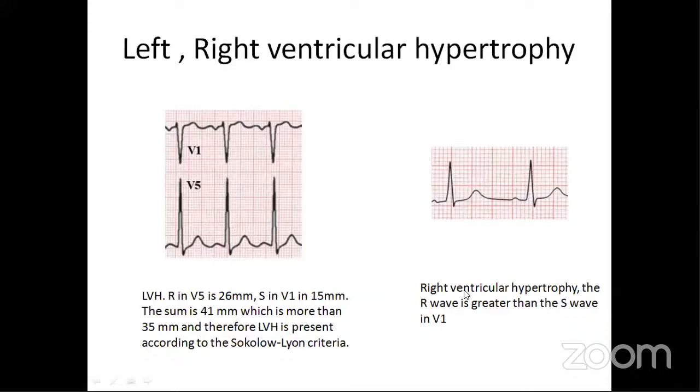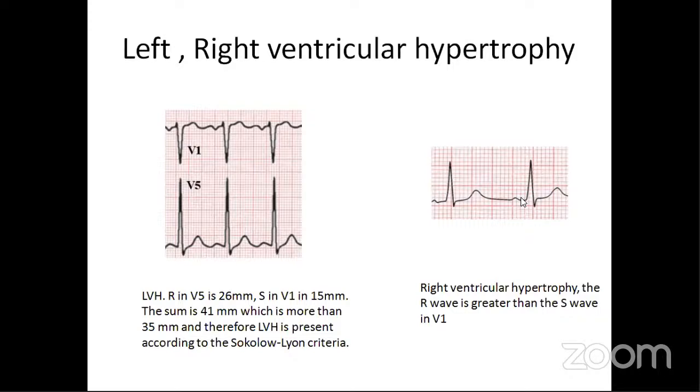If the person has right ventricular hypertrophy, the R wave is greater than the S wave. From that, the suggestion is given that the person has RVH. So these abnormal conditions have some impact on the generation of the ECG waveform.